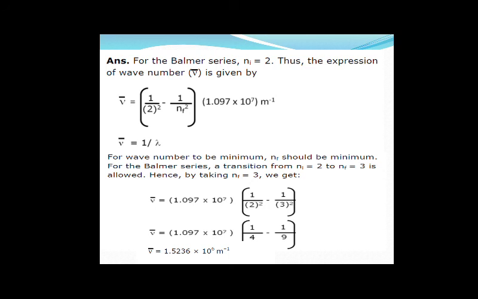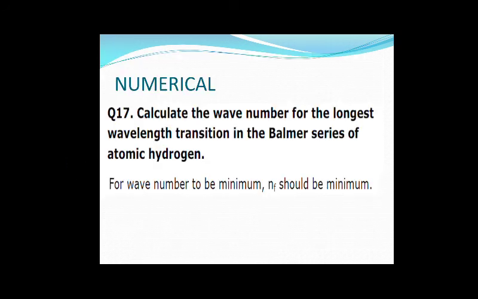So as you can see, after putting the values here, nu bar will be equal to the RH value, then into 1 by 2 square minus 1 by 3 square. Why 2 square? Because initially ni was 2. Now from where did the 3 come? So let us see here. If you want to get the longest wavelength transition, then ni was 2, so nf would be 3.